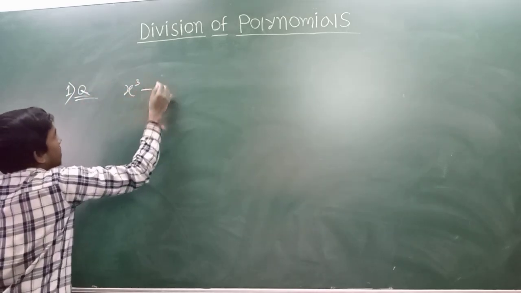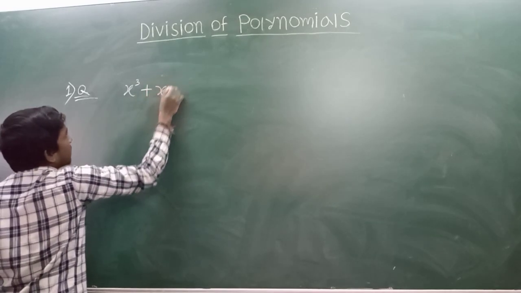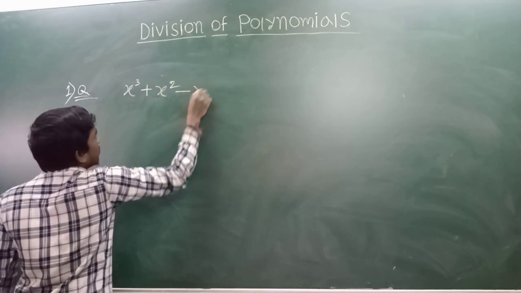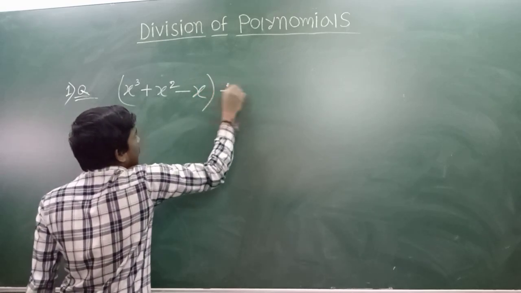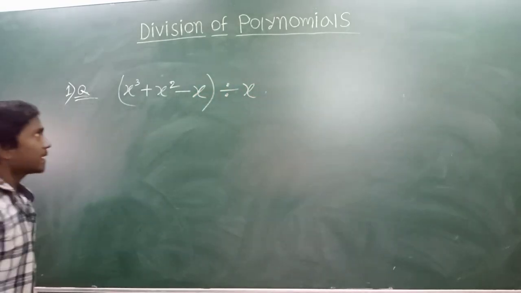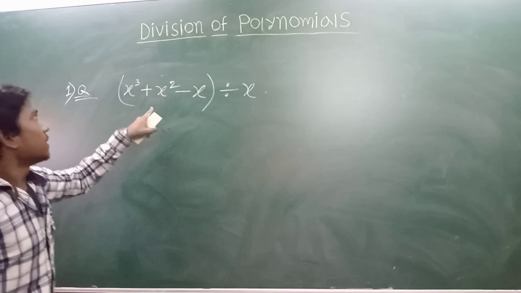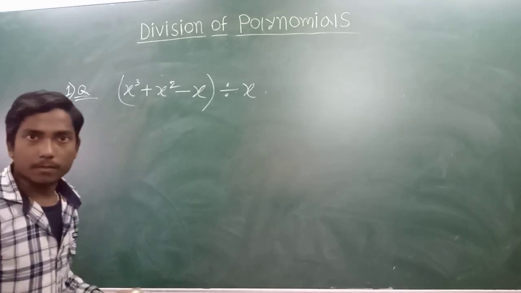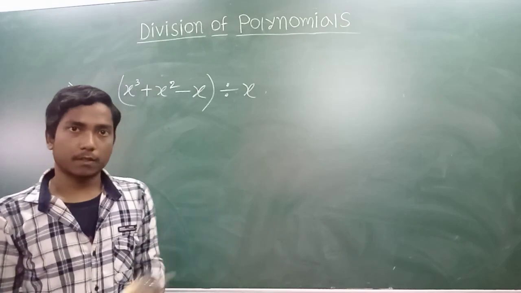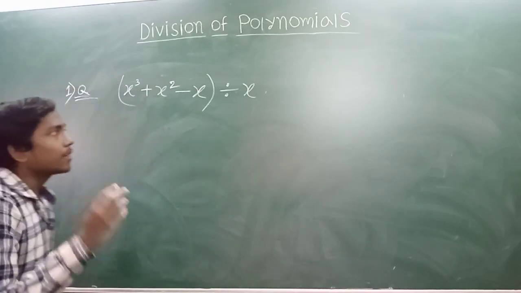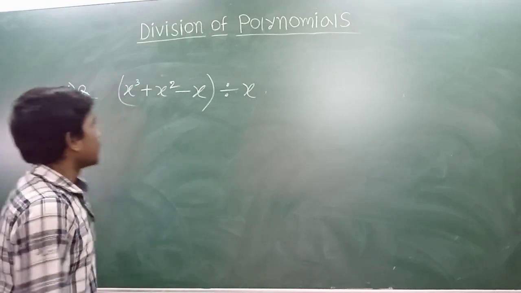x cubed plus x squared minus x. Divide this by x. Here you can see, students, the dividend consists of three terms, so it's a polynomial, and the divisor consists of one term, so it's a monomial. Now these kinds of divisions are very easy.